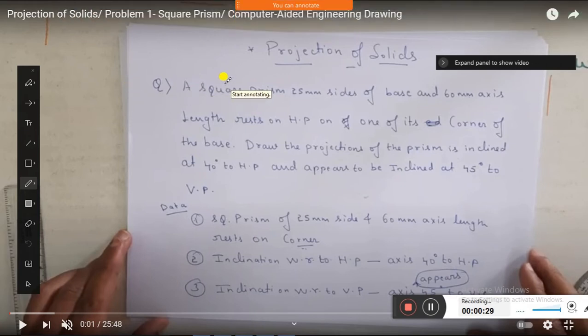According to those points, first you have to identify this is a prism. Basically it is given as a prism. And next you have to identify the plane. So this is a square plane. So a prism with a square face, of 25 mm side, and the axis is 60 mm.